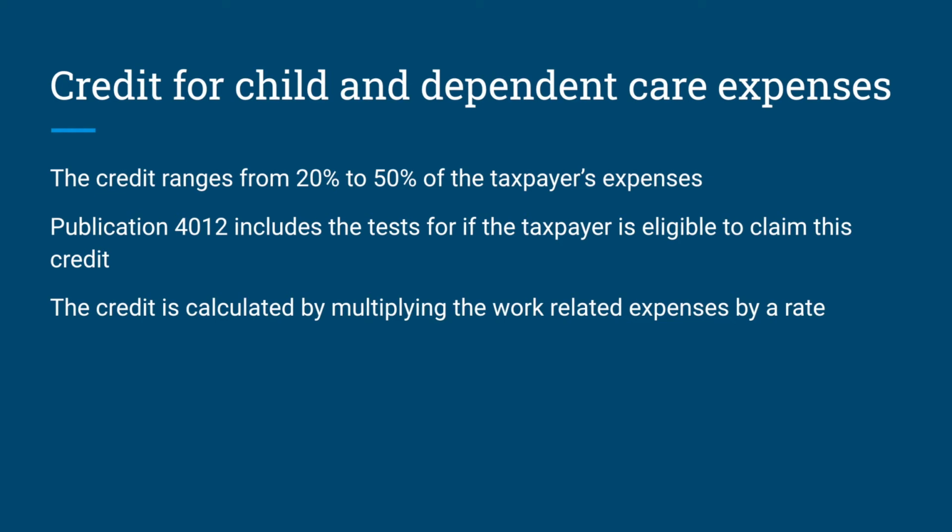And the credit is calculated by multiplying the work-related expenses by a rate. And don't worry, you do not have to worry about that, because TaxSlayer will take care of that all for you. You don't actually have to apply the rate to the taxpayer's expenses. The important part for you is actually figuring out what the total amount of expenses are for this credit.